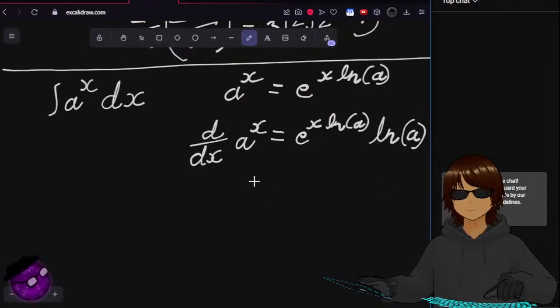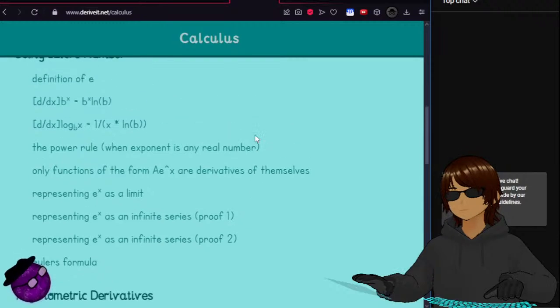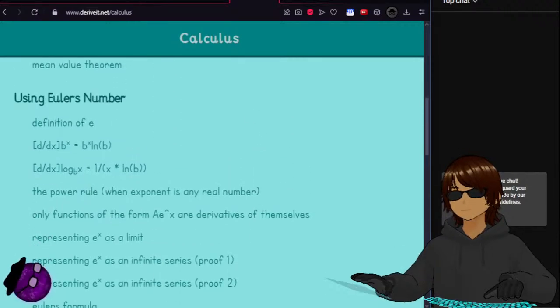Is this correct? I don't think this is correct. Okay, it is correct.